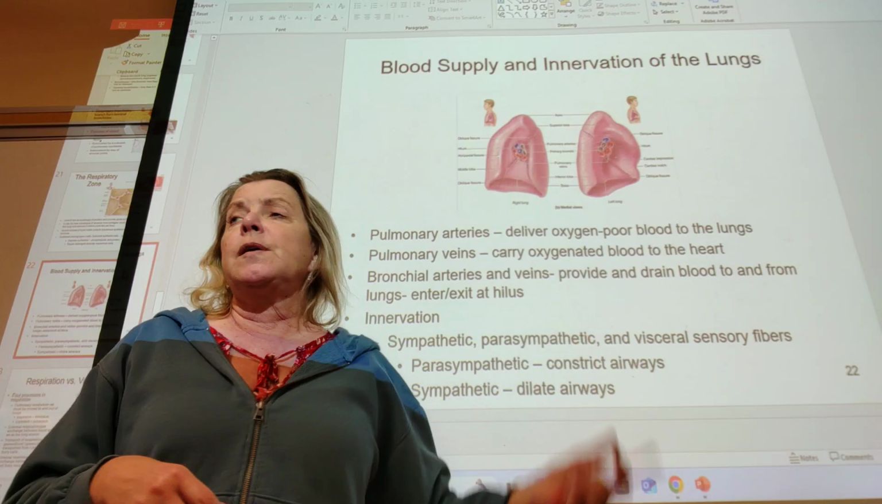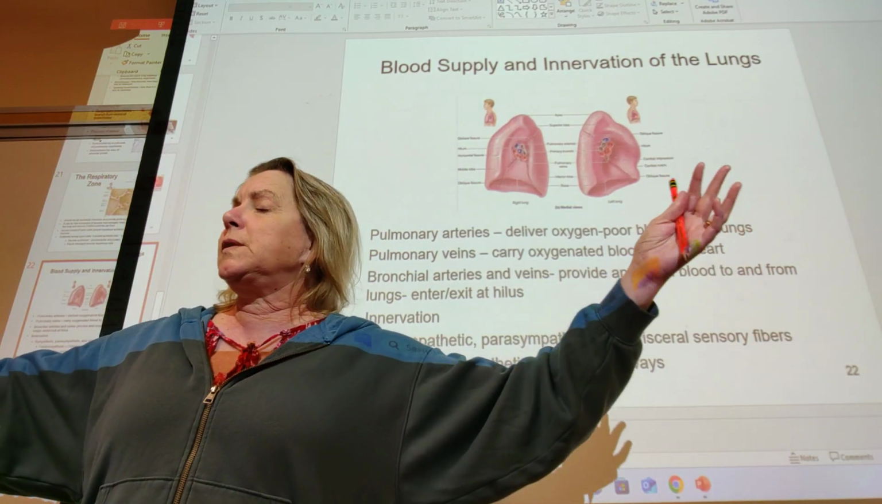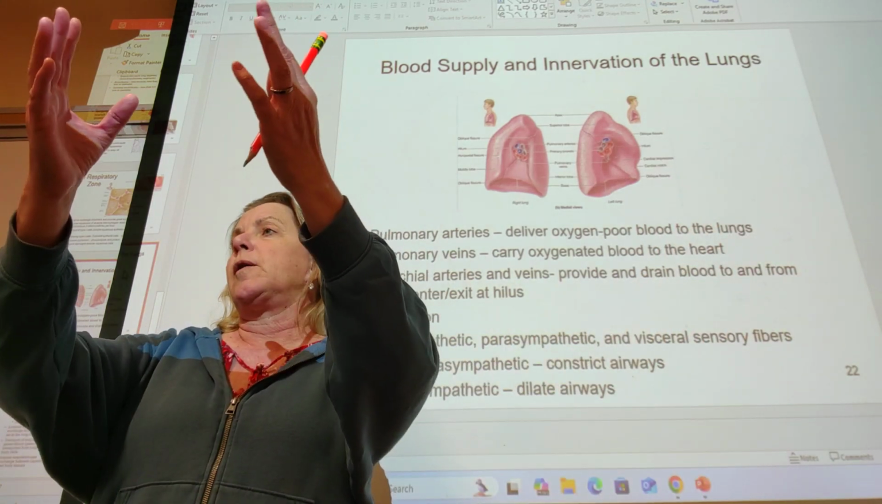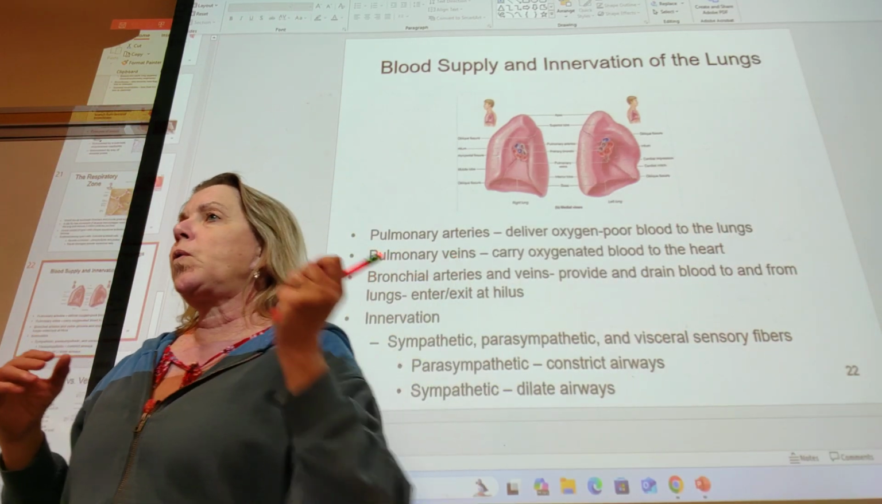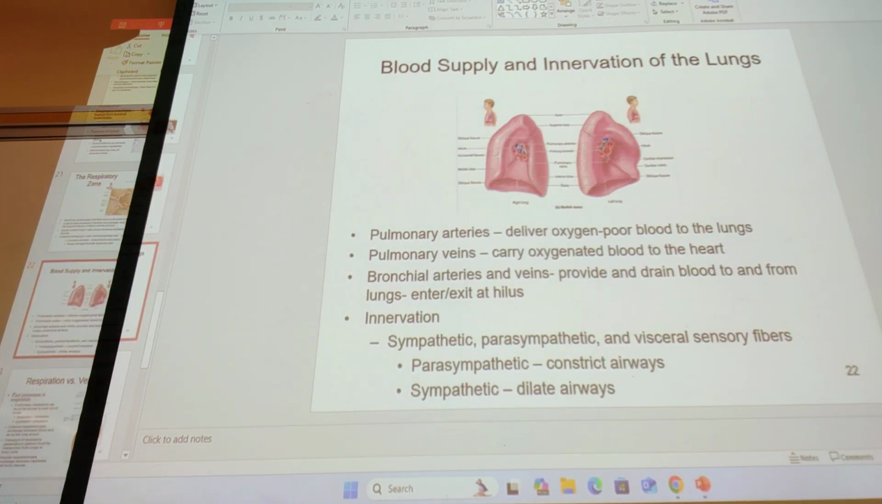So the lungs, they have blood vessels that are bringing blood to the lungs for the sake of gas exchange and taking it back to the heart, but they also have their own arteries and veins to bring them oxygen and nutrients and pick up CO2 and waste products.